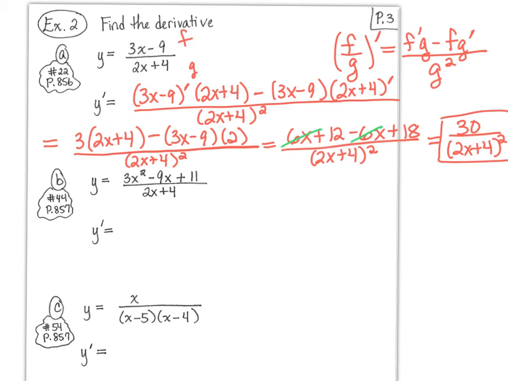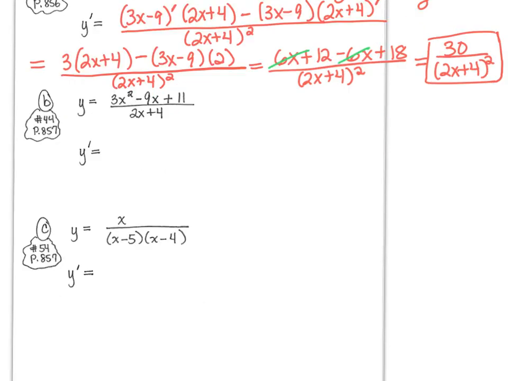Okay, so in part B here, we have y is equal to 3x squared minus 9x plus 11 over 2x plus 4. Would you like a minute to try it? More than a minute. Would you like 3 minutes to try it? Okay, I'll give you 3 minutes to try it. Okay, so you can jump right in and tell me what you got for your derivative. You do not have to write the primes. You can tell me the step after that.